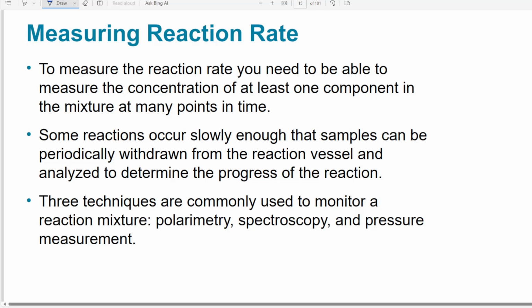You might be wondering about now, how do scientists measure reaction rate? Well, to measure the reaction rate, you need to be able to measure the concentration of at least one component in the reaction mixture at any point in time.